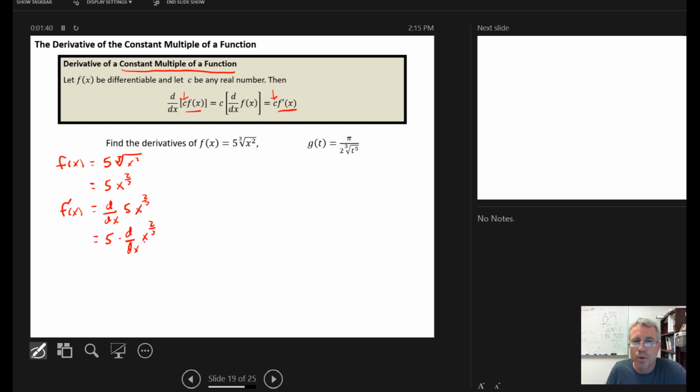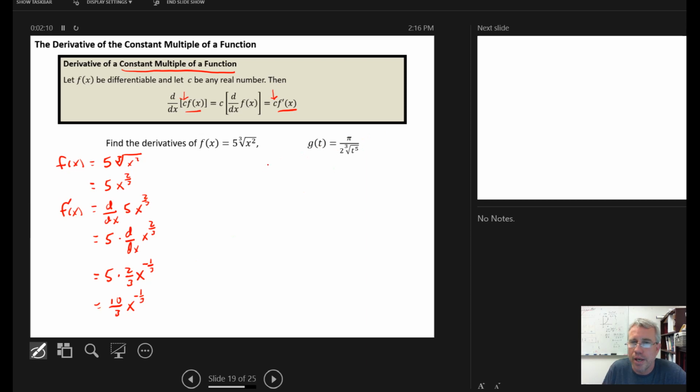And this is of the form x to the a, so I can use the power rule. So this is going to be 5 times the derivative of x to the 2/3, which is going to be bring the 2/3 down into the coefficient position times x to the subtract 1 from 2/3. So 2/3 minus 1 is negative 1/3. And then this can be simplified a little bit. 5 times 2/3 is 10/3. x to the negative 1/3.